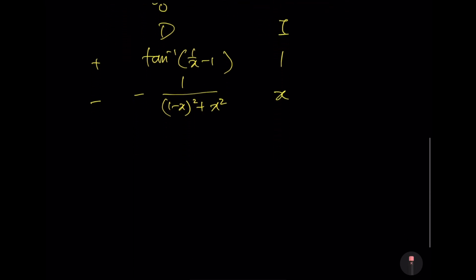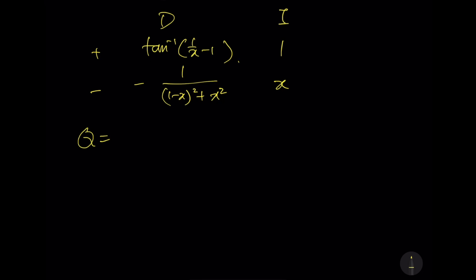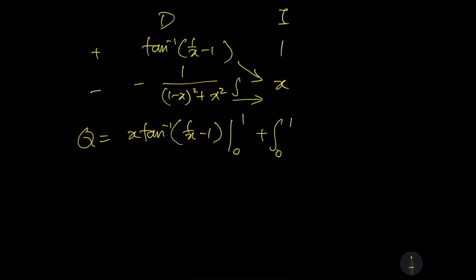From the table, we get Q equals the first term, which is x multiplied by inverse tangent of 1 divided by x minus 1, for x equal to 0 and 1. The second term is plus the integral from 0 to 1 of x divided by the whole 1 minus x to the power 2 plus x to the power 2, and then dx. For part 1, put in x equals 0 and x equals 1, we have 1 multiplied by inverse tangent of 0 minus 0.